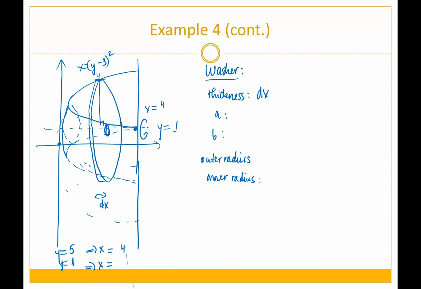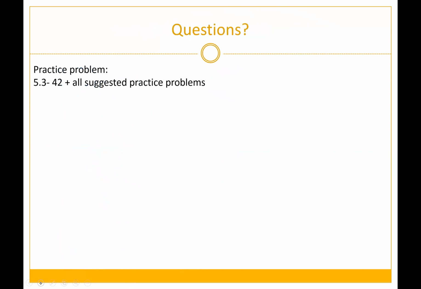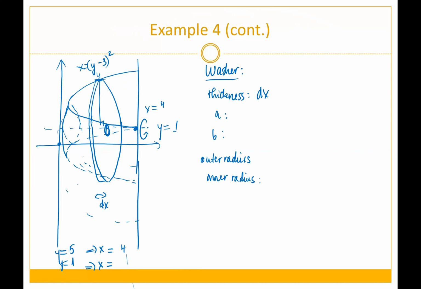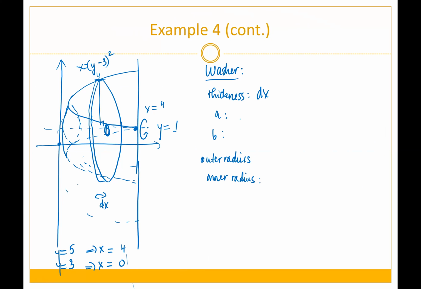Let's see where it crosses. It crosses 1 at y equal 3. So when y equal 3, what is the value of x? x is going to be 0. So it's going to go from 0 to 4, the outer radius. Now you don't use two different curves that they give you. You have to look at the fact that this curve and this curve are the same curve, x equals (y minus 3) squared, just on different sides.